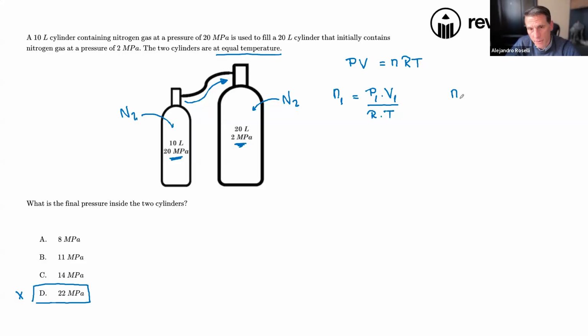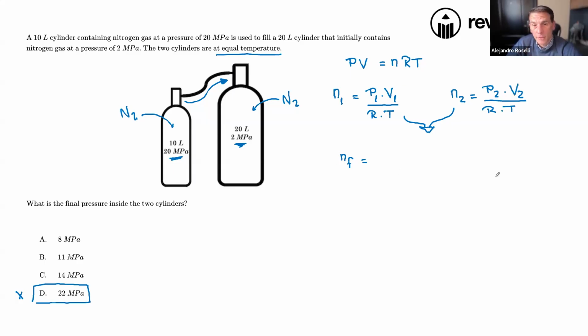Same expression for the number of moles of gas present in the second cylinder. P2, I know it's 2 megapascals. I'm not using that value, not until the very end. P2 times V2, the volume of the second cylinder, divided by R and the same temperature represented by T. Okay, when those two gases are mixed, these two quantities are added. So we will end up having a final number of moles, which will just be the sum of those two expressions.